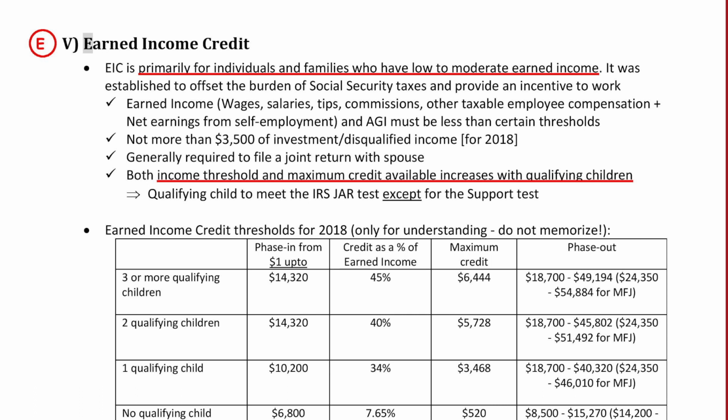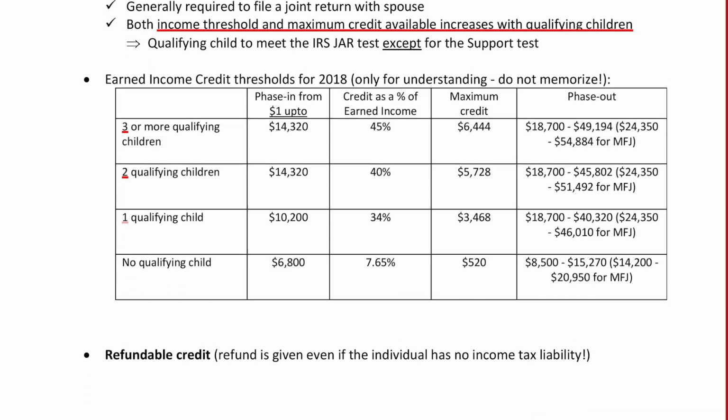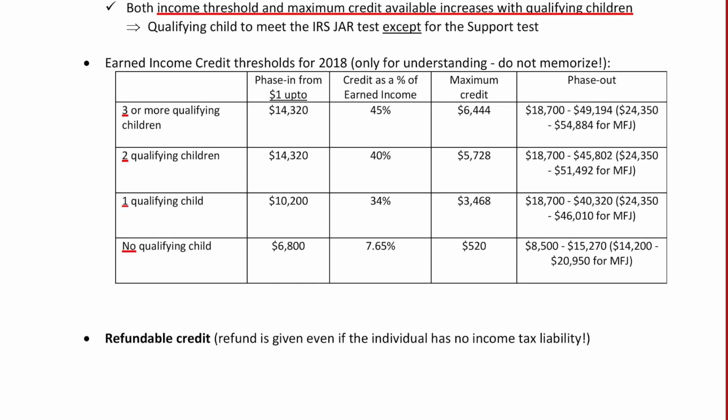Now, let's look at the table that we have here. Though you don't need to memorize the dollar numbers, let's understand how this works. So if you look at the first column there, it talks about underline 3 or more qualifying children, and then you have underline 2 qualifying children, underline 1 qualifying child, and then underline no qualifying child. If you realize the dollar numbers are way higher if there are more qualifying children. They're the highest for 3 or more qualifying children.